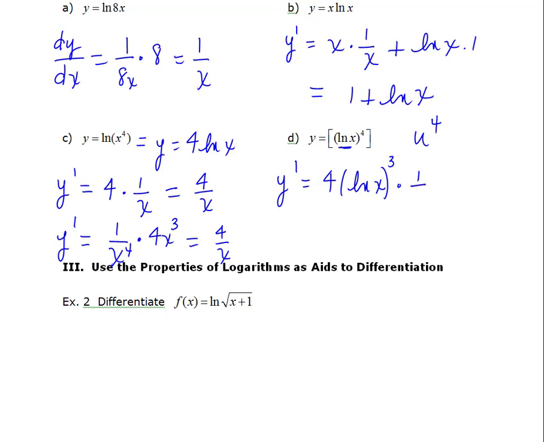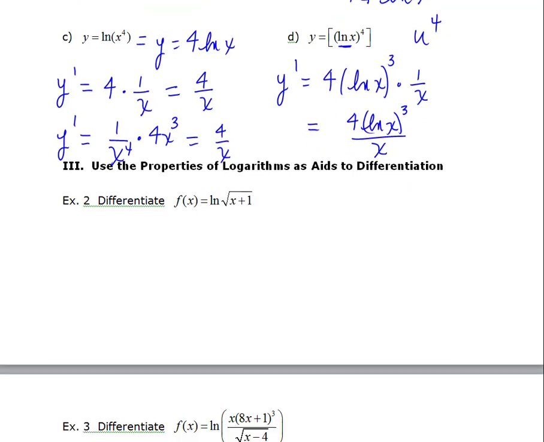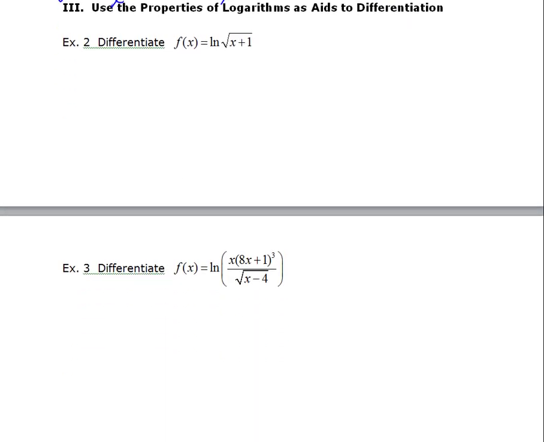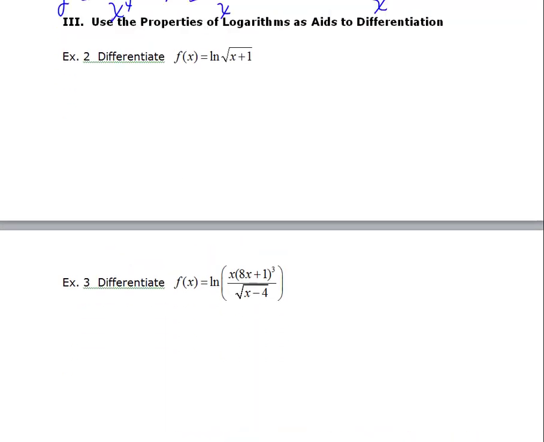The derivative of the natural log is just 1 over x. And so we might tidy this up a little bit. We could write this as 4 times the natural log of x, whole thing cubed, all over x. Now you've got to be really careful. The difference between having those parentheses and not writing them in is the difference between a correct answer and an incorrect answer.